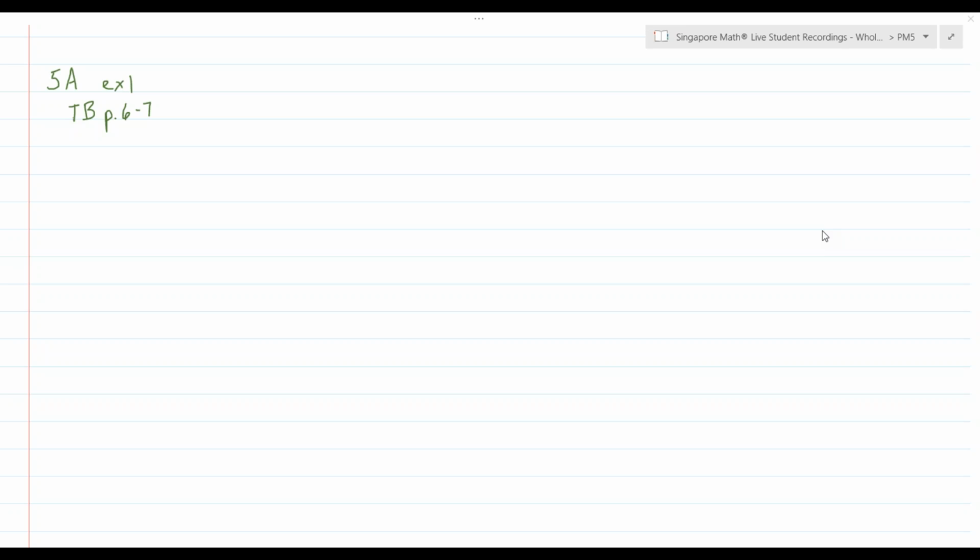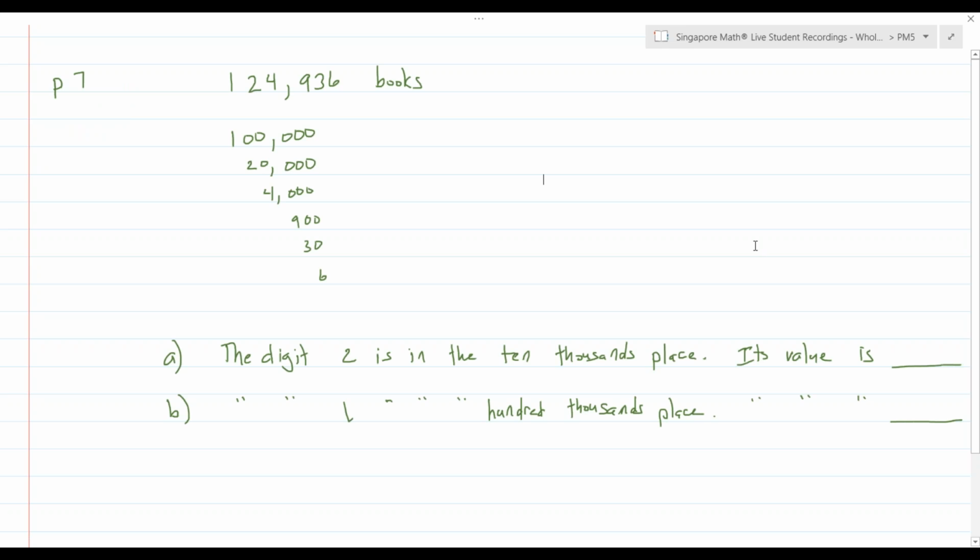Today we're going to start Workbook 5A with Exercise 1. We'll look in the textbook at pages 6 and 7 to help us with our first lesson here. And if you've been in Singapore Math in previous years, you will not be surprised at all that we're going to start off talking about place value and the value of individual digits.